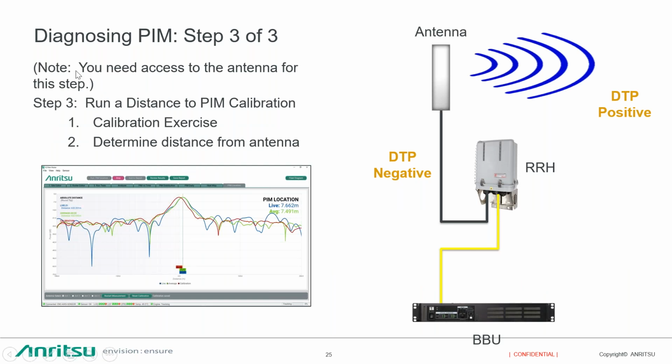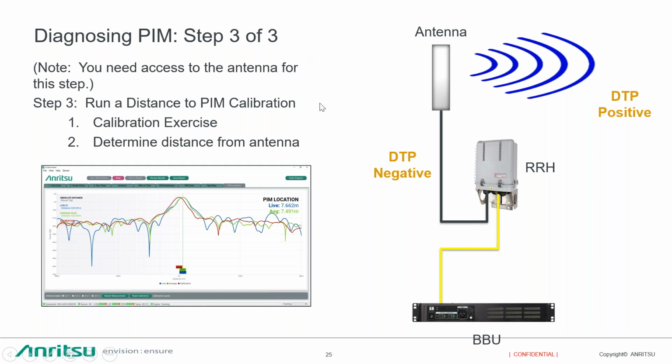Now for this step, you do need access to the antenna. So whether you need a tower crew or you can climb up onto the roof, you need to attach the PIM diode or a PIM source right onto the antenna and do a calibration exercise. After that, you can redo the analysis with the high power turned on at the radio head and determine whether your distance to PIM is positive or negative and what the exact location is. If you don't have access to the antenna, there isn't any way to do this distance to PIM diagnosis.